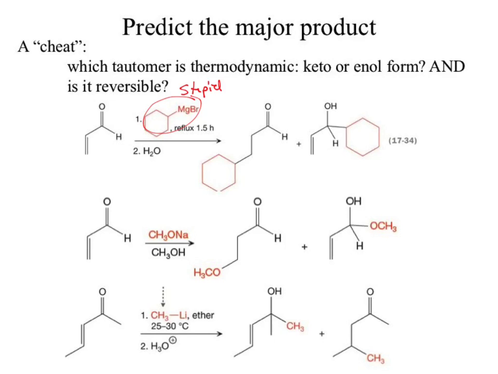The Grignard is stupid strong, which means it's an irreversible product, so it's going to form the kinetic, and now that's irreversible. I get the direct addition, the 1,2. How about the next one?